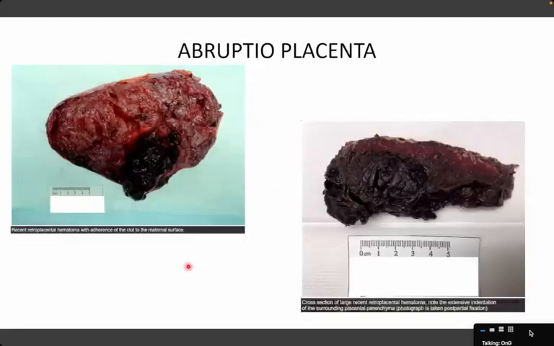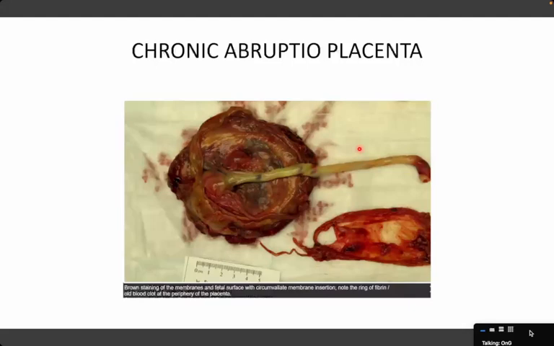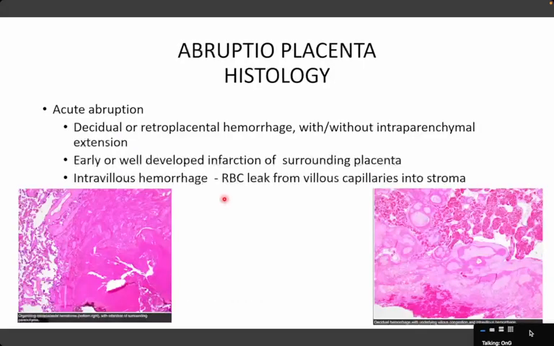Kamat actually did show these pictures as well. So this is an acute abruption where you have the retroplacental blood clot that's indenting the parenchyma, and a circumvallate placenta that's associated with chronic abruption. Microscopically, I showed the infarction earlier, these huge areas of degenerate villi that lose their basophilia, lose the intervillous space, and don't show any detail. And then in the adjacent parenchyma, you'll see this intravillous hemorrhage, which is characteristic of an abruption.